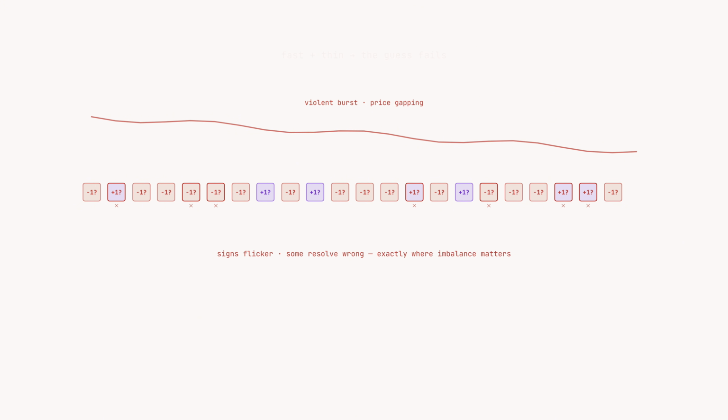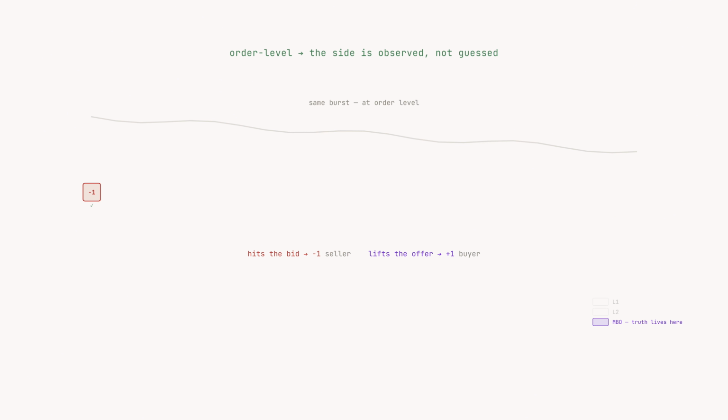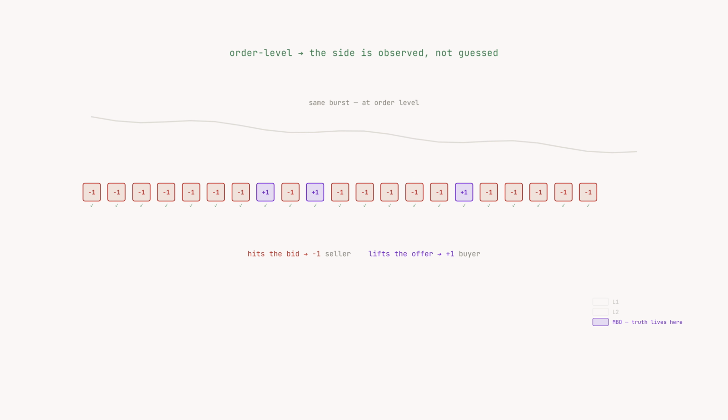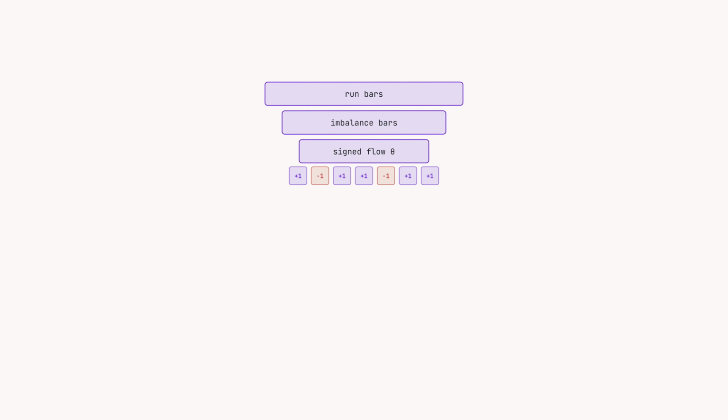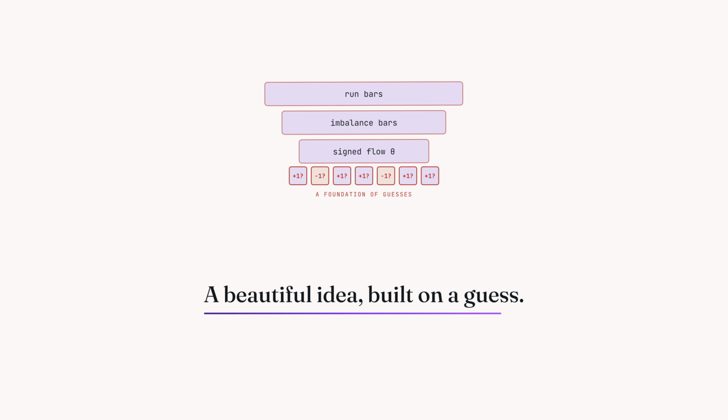The honest version needs the actual side of each order, which lives in order-level data, not in the aggregated feed most retail builds on. Same lesson as always. The better the data resolution, the more truthful the bar. Build imbalance bars on an approximation, and you've built a beautiful idea on a guess.